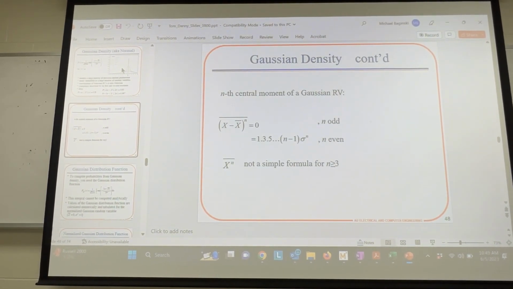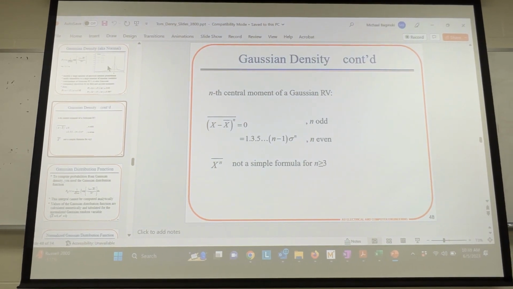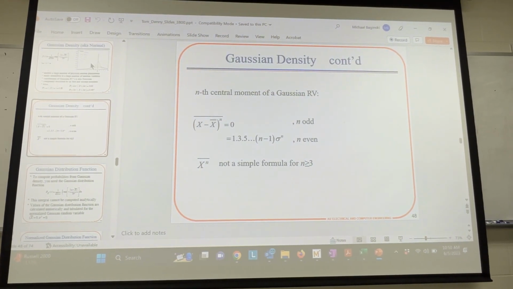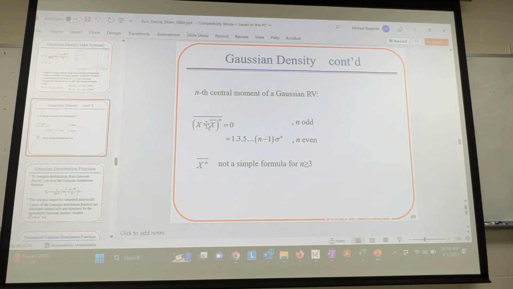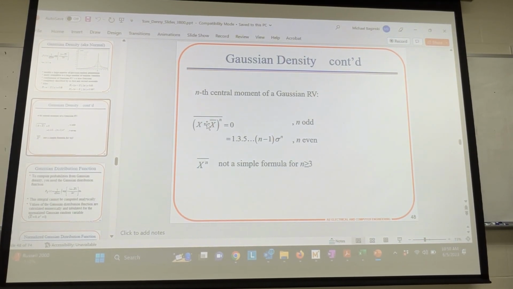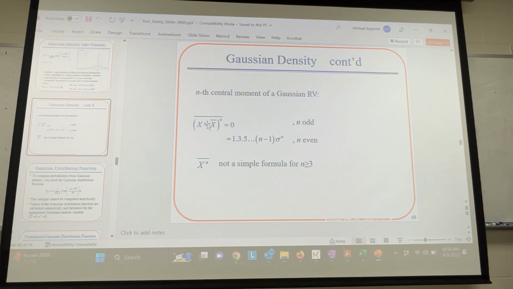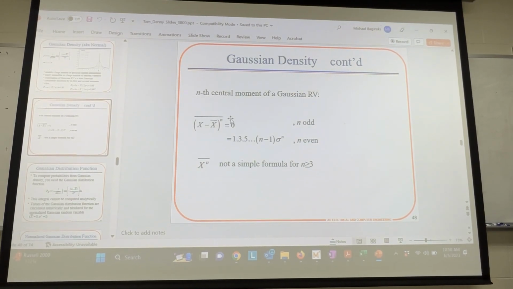This is in the slides. When n is odd, if you have a Gaussian random variable, all the odd central moments, these are central moments, y'all follow me? It's x minus the mean, and that bar means the expected value, and n is just the order of the moment. So all the odd central moments are 0. Hear me on that? If it's a Gaussian random variable.